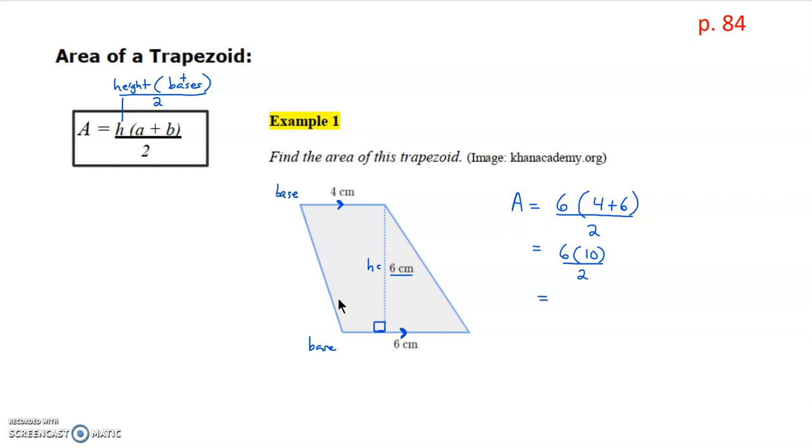4 plus 6 is 10, so we're going to take 6 times 10, all divided by 2. And now we're going to multiply our numerator. 6 times 10 is 60, divided by 2. 60 divided by 2 is 30. And this is going to be 30 square centimeters, because remember, we multiplied 6 centimeters times 10 centimeters. So we got our square centimeters there. Dividing by 2 is not dividing by centimeters. So our answer is 30 square centimeters.